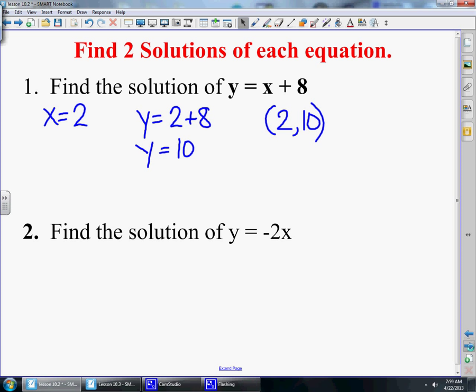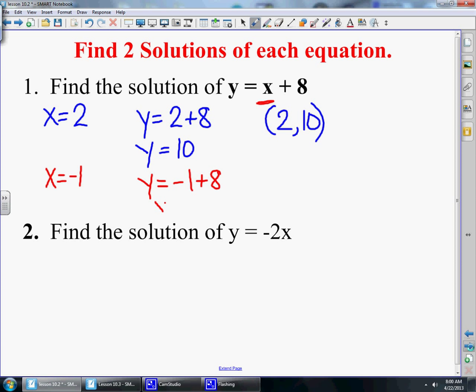Now we could pick another number for x, and we might want to pick 1. It's so much easier to pick numbers that are in between like -2 and 2 because it makes your answers a lot easier to find than picking really big numbers. So let's try a negative number this time and see how that works. So we'll try -1. So we have y equals, we're going to replace x right here with -1, plus 8.